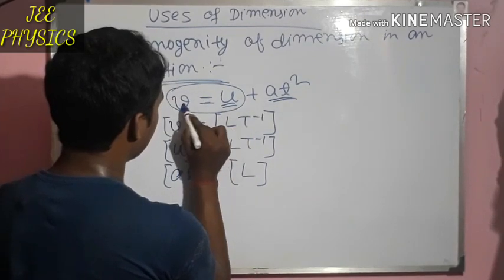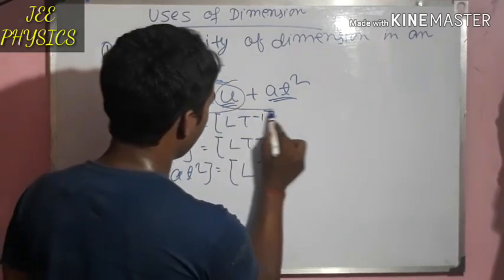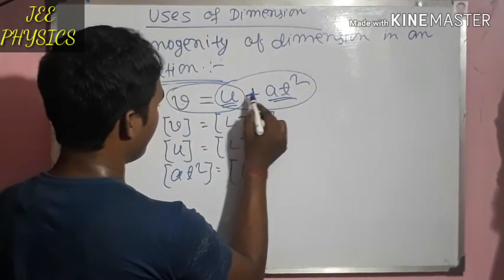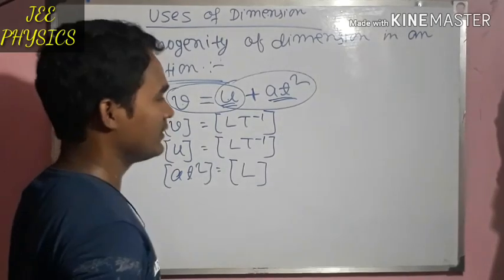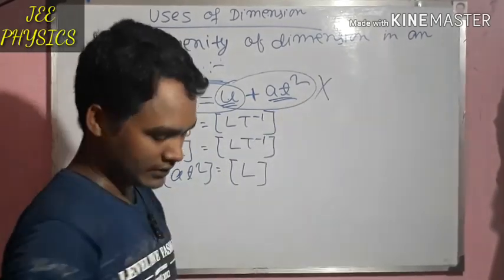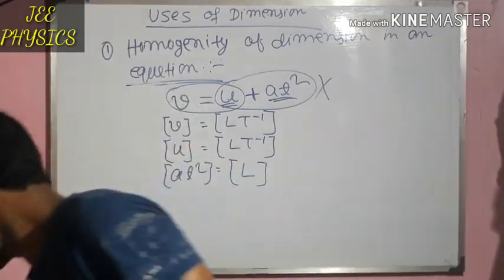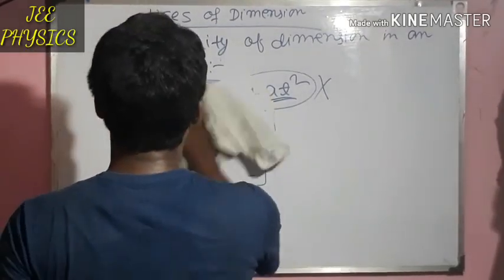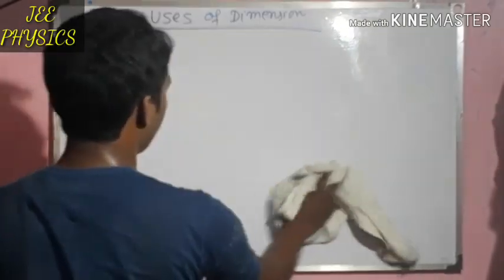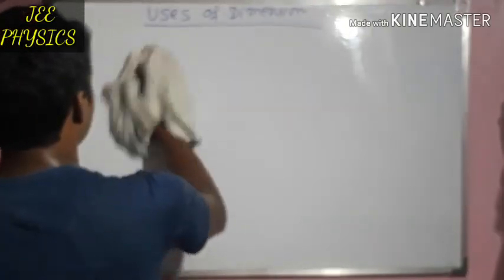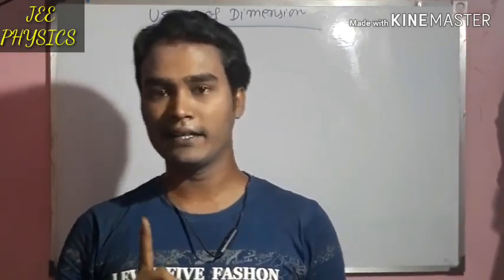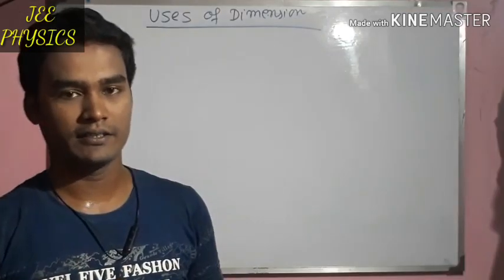Equal sign here, both sides have the same dimension. This pair is not equal, not correct. Plus sign here, but both sides have different dimensions. So this equation is incorrect. So an equation, if dimensionally incorrect, then that equation will definitely be incorrect.